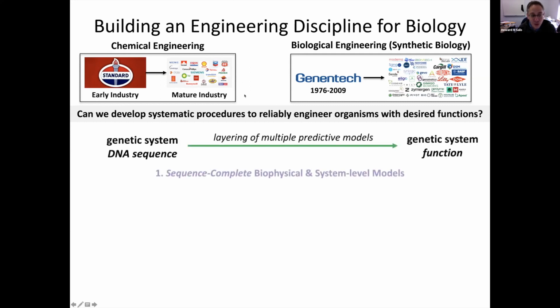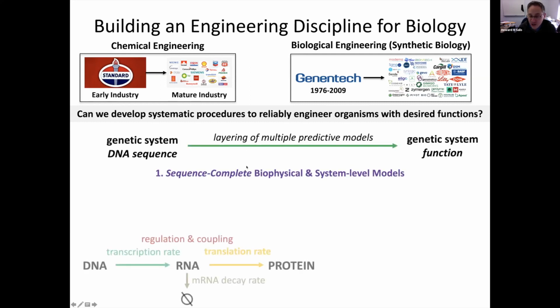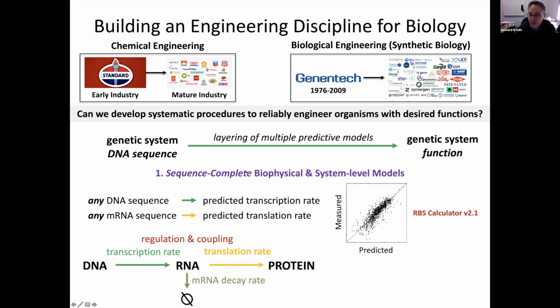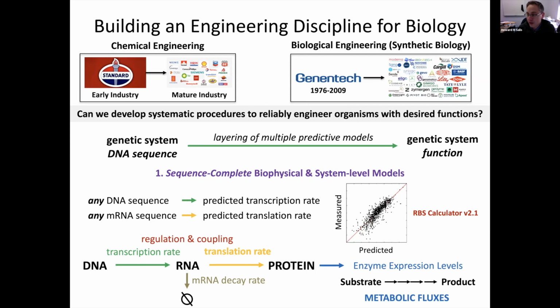And so what we really need are not just one, but a whole toolbox, a whole layering of sequence complete biophysical and system level models. We need the ability to make predictions about what our genetic systems are going to do before we construct them and put them into an organism. If we don't have those predictions, then we are flying blind and we're wasting time, okay?